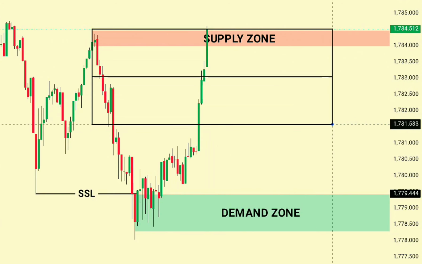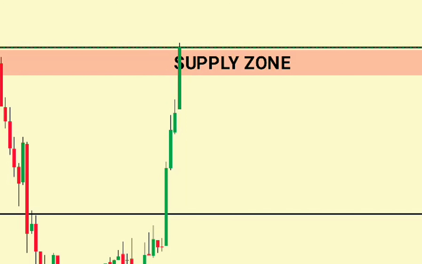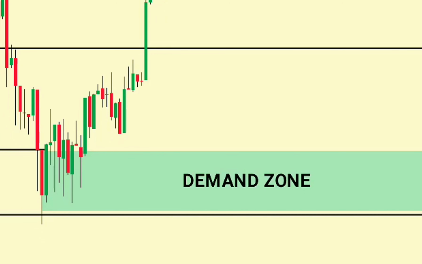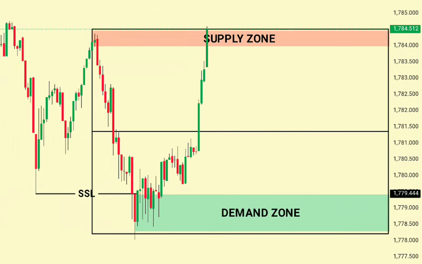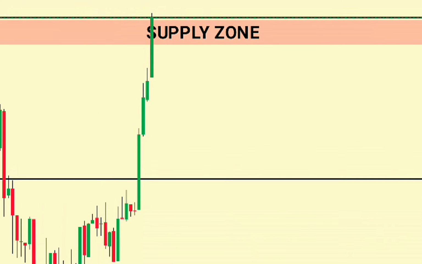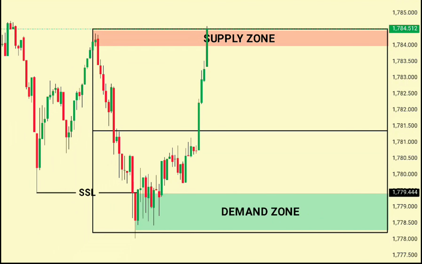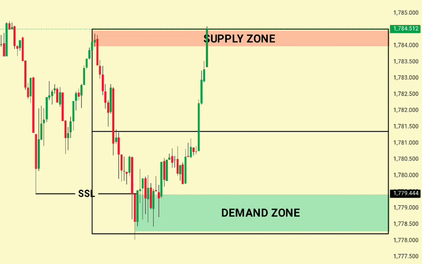Before looking for any trade, I also marked the premium and discount areas. Premium represents the higher half of the price range, while discount represents the lower half. In simple terms, I prefer looking for buying opportunities in the discount area and selling opportunities in the premium area. As you can see, the demand zone is located within the discount area, which gives additional confidence for potential buy setups. Likewise, the supply zone is positioned in the premium area, making it a logical location to look for potential sell setups. This helps me align my trades with favorable pricing rather than entering randomly.